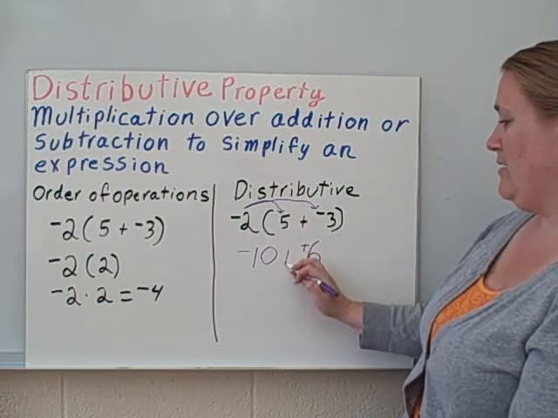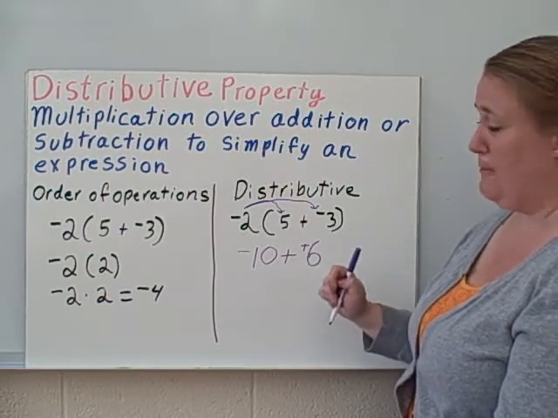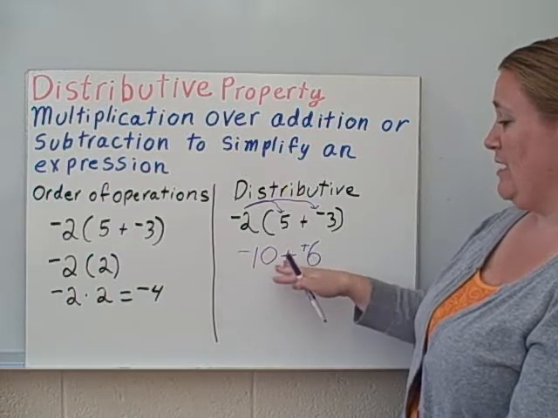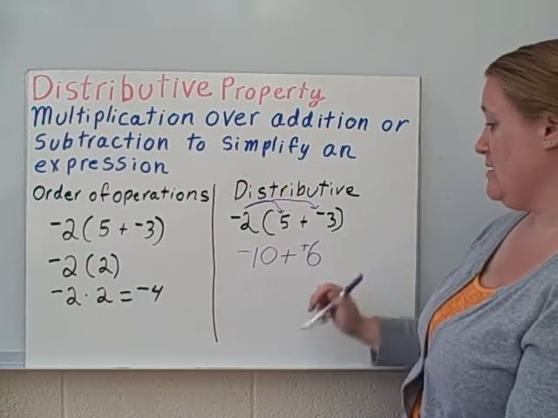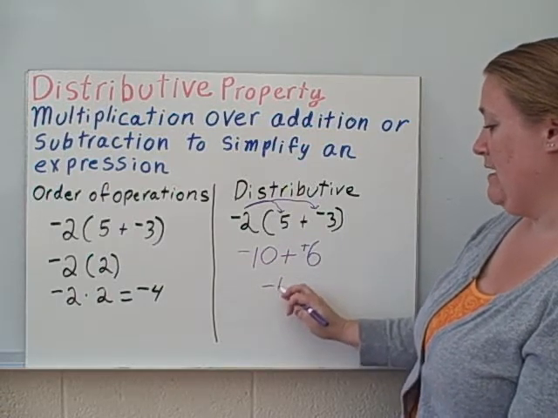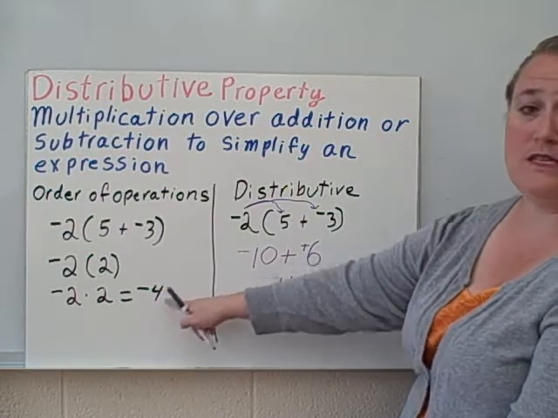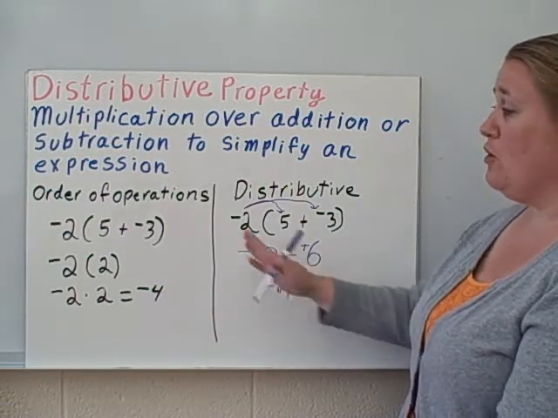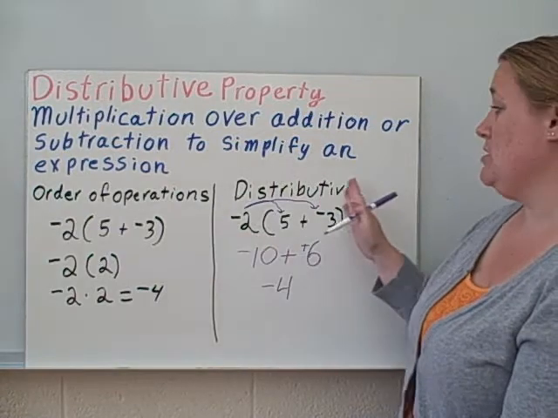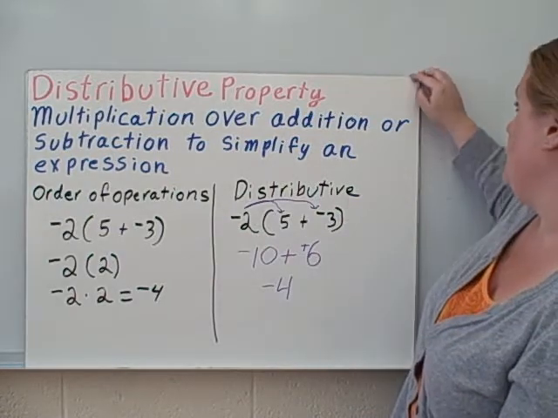and I bring down my addition sign. Okay? -10 plus a +6 gives me -4. Notice I get the same answer whether I use order of operations or distributive property.